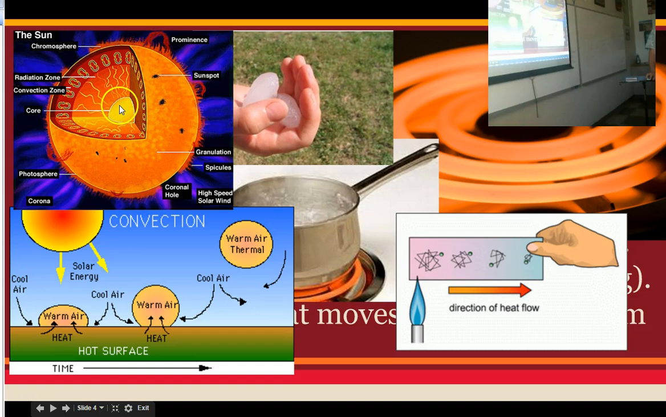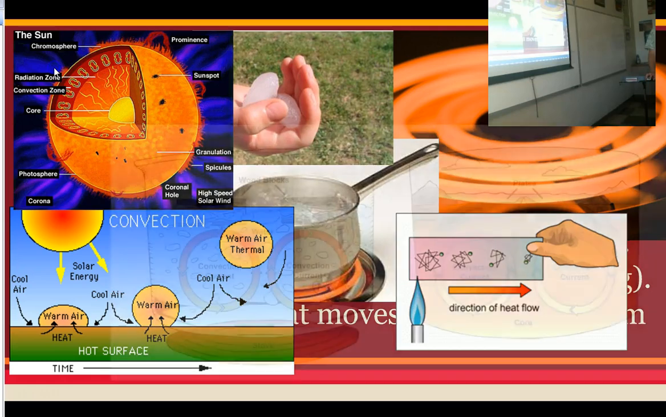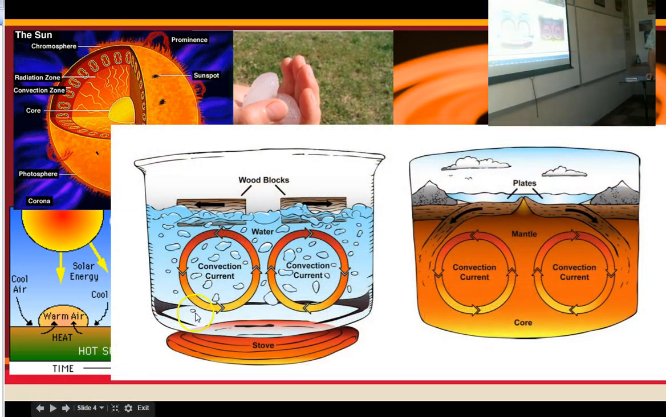The sun has a convection zone where it is stirring in the outer layers of the sun. In here, it's all too solid to stir, and that would be all conduction going on. Here's convection, and then between the sun and the earth is radiation, so all three forms of heat transfer there.